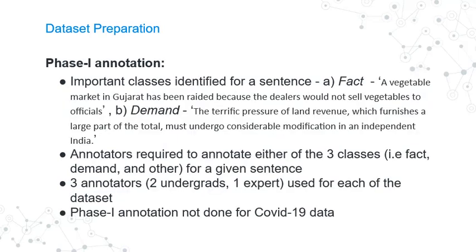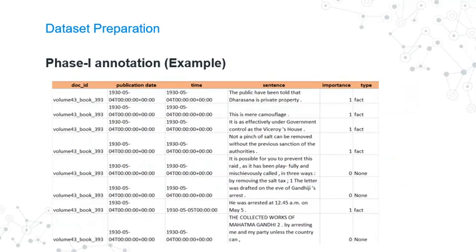Data annotations were carried out in two phases. First, we identified two major classes of historical facts, and three annotators were used independently to label each of the extracted sentences to three classes, that is, fact, demand, and others. One important point to note is that phase 1 annotations were not carried out for the COVID data. The table shows an example of the phase 1 annotation.